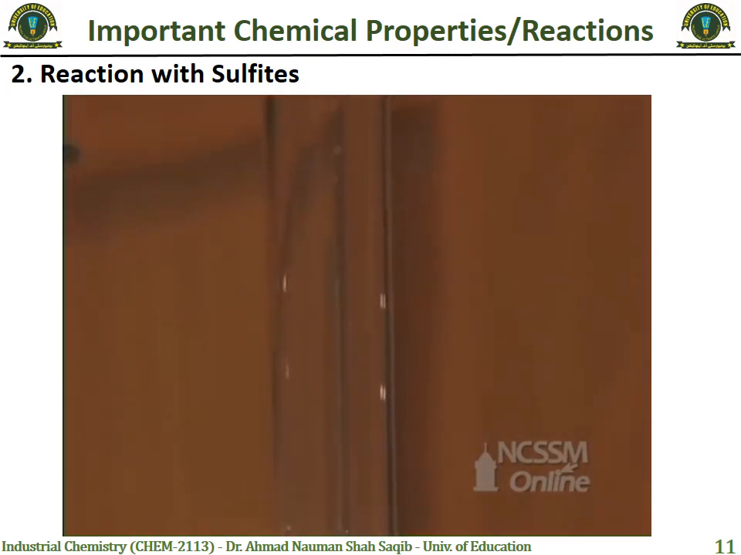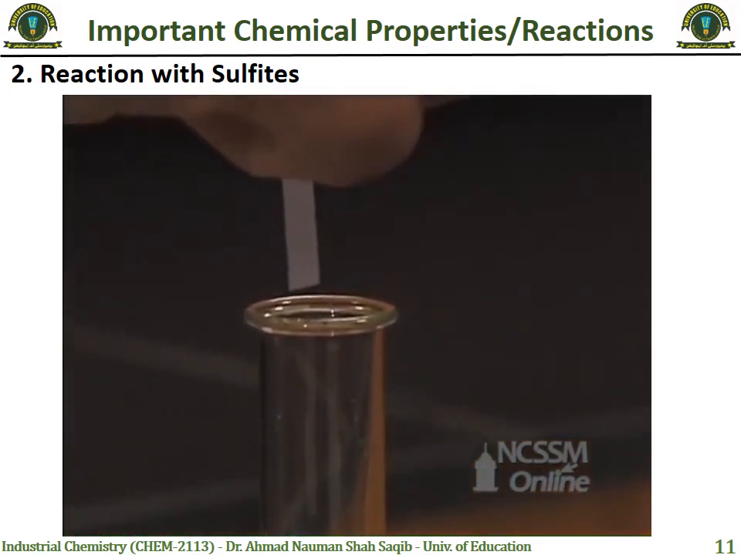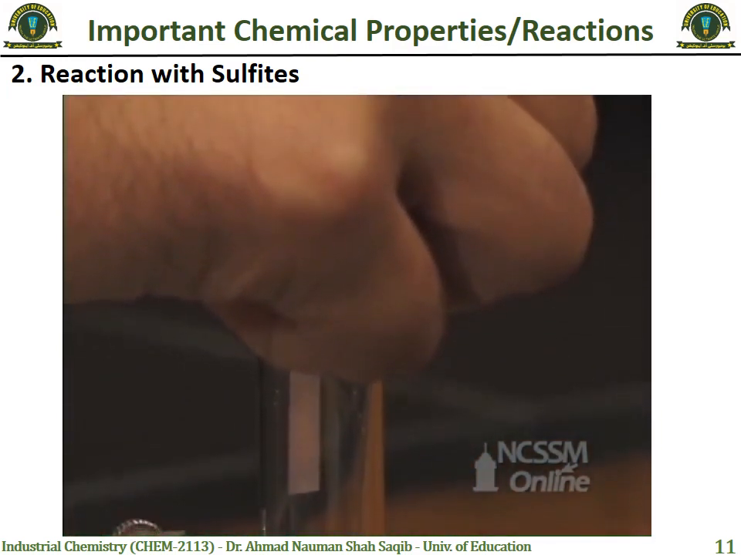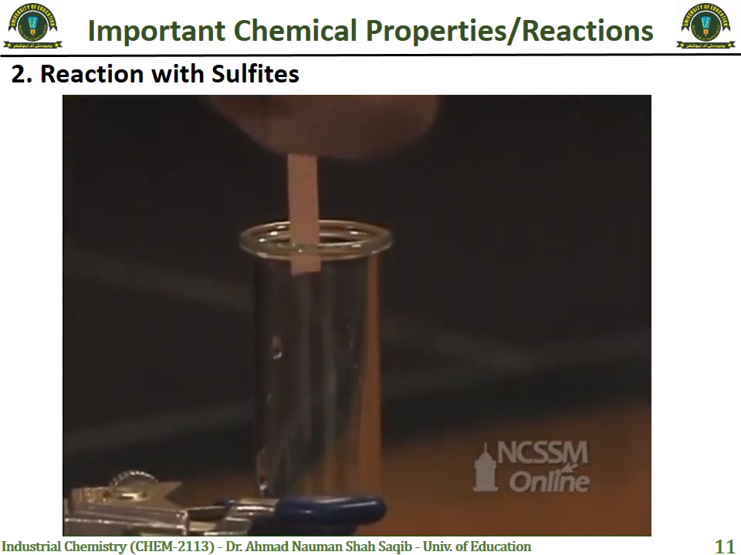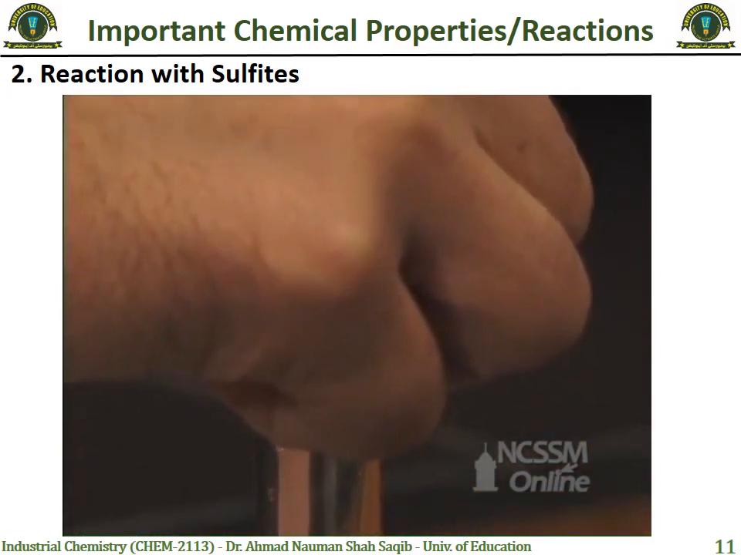We can test for the formation of sulfur dioxide by bringing in a moist piece of blue litmus paper. The sulfur dioxide dissolves in the water to form sulfurous acid, which turns the blue litmus paper red.